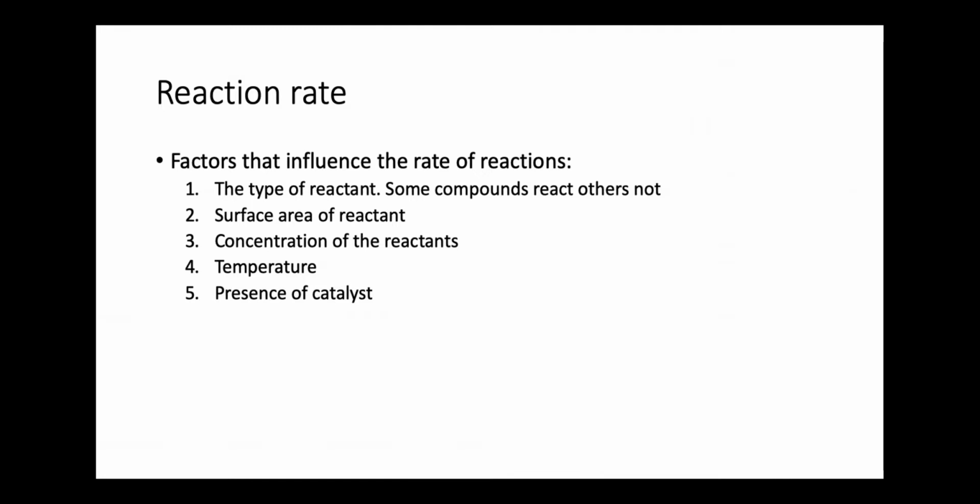But first of all, we have the type of reactant. Some compounds react, others not, just the characteristic of a compound. Second, surface area of the reactants. Third, concentration of the reactants. Number 4, temperature of my reactants. And number 5, the presence of a catalyst.